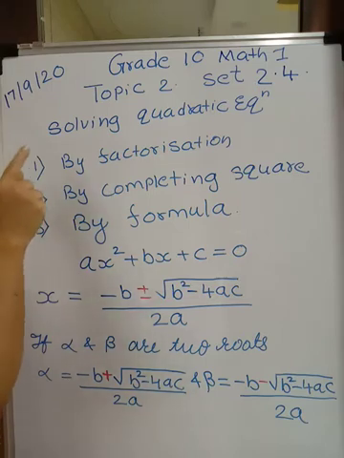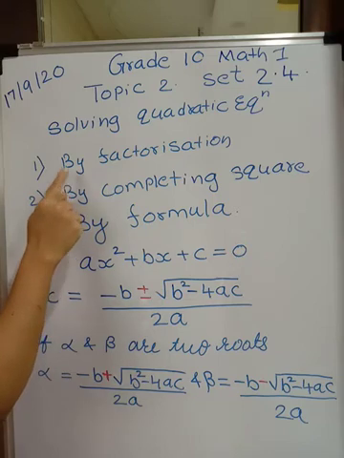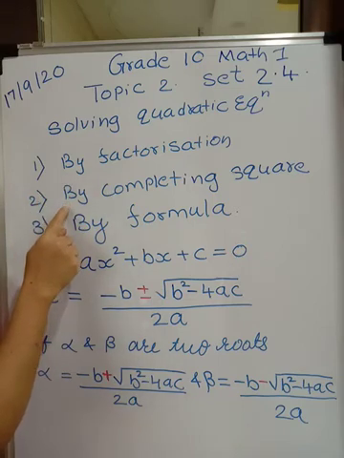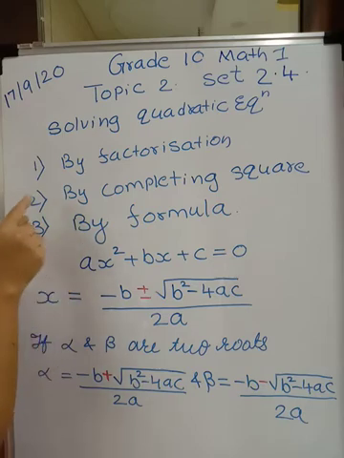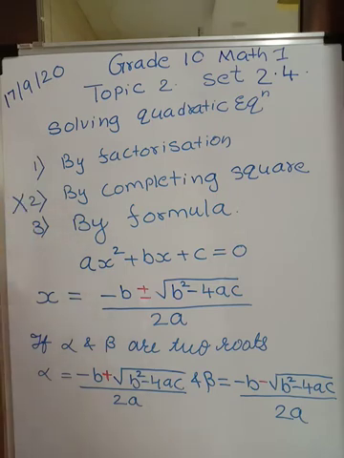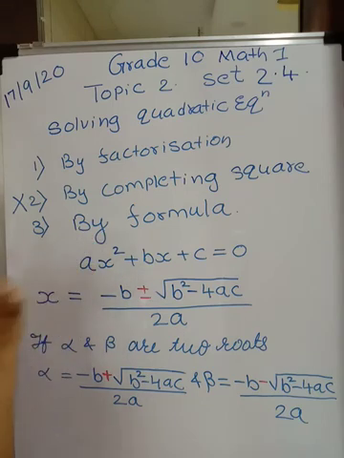So we can solve a quadratic equation by factorization. That is the first method, which we have already seen. Completing the square is another method, and using the formula is the third method. Now, this year, completing the square has been removed from your syllabus, so you won't be having this method. So we are going directly to the third method, that is, by using the formula.